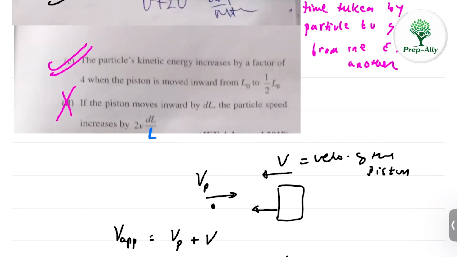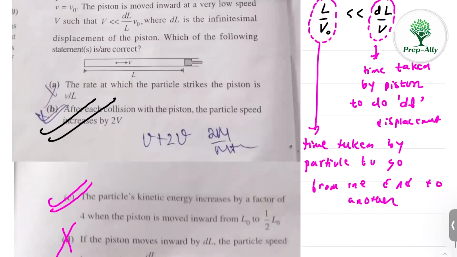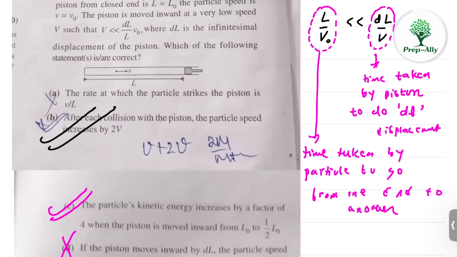So this may be wrong actually. The rate at which the particle strikes the piston is V by L. It's not V by L, it is 2V by L, because after every 2V by L time, one collision will happen. What is the answer given for this question, by the way? BC. BC.